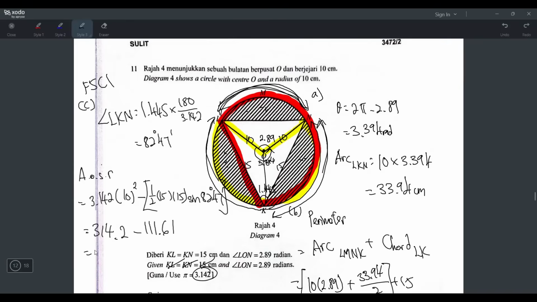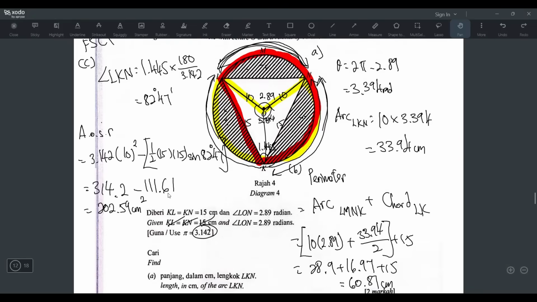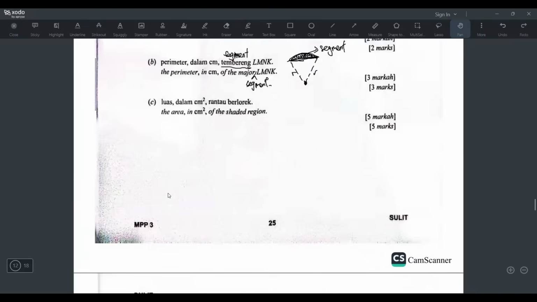I still have to minus. But I'll use the answer button because it will be more accurate. Okay, 202.59. Okay, but this one I have to write cm square already because it's area, right? Cm square. Okay, I'm done with 11. Yay. I'm done. Let's continue.